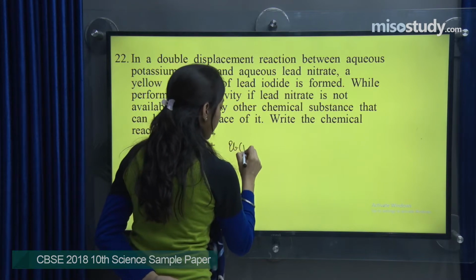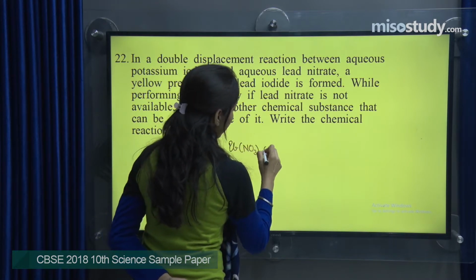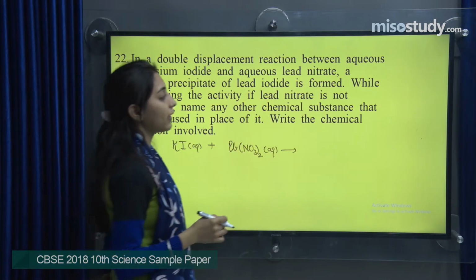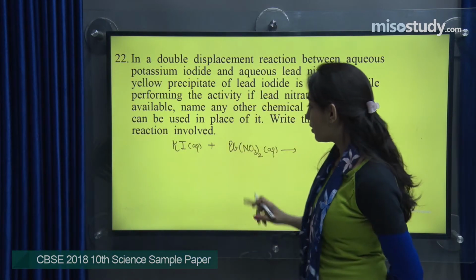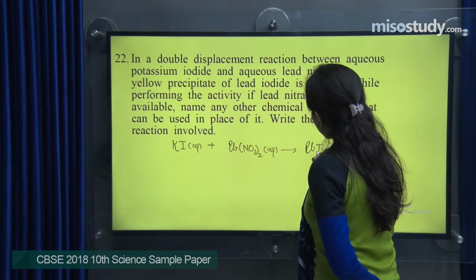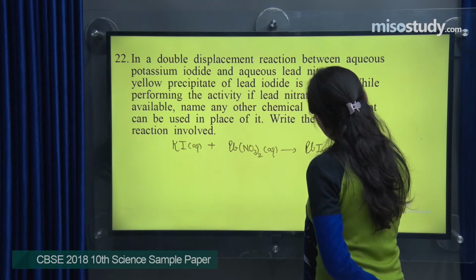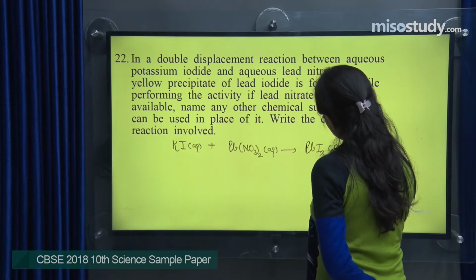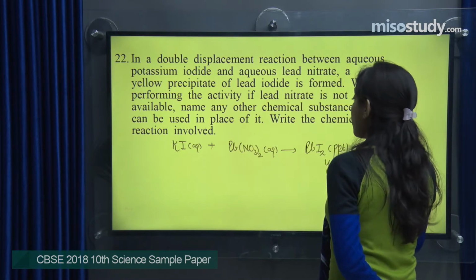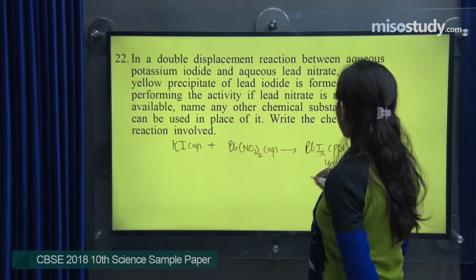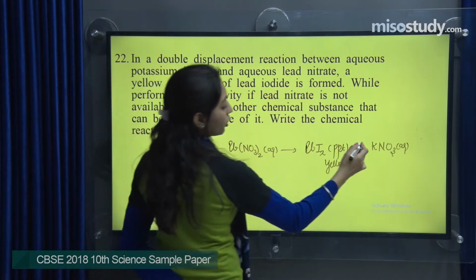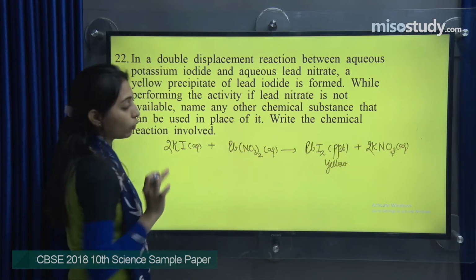Lead is Pb, nitrate is NO3, twice, aqueous. Okay, he is saying a yellow colored precipitate of lead iodide is formed. So do the cation and anion exchange. Since Pb is in +2 oxidation state, it will form PbI2, which is a yellow colored precipitate, and an aqueous solution of KNO3 will be obtained. So 1 Pb, 2 iodines, 2 potassium, 2 NO3, 2 NO3.